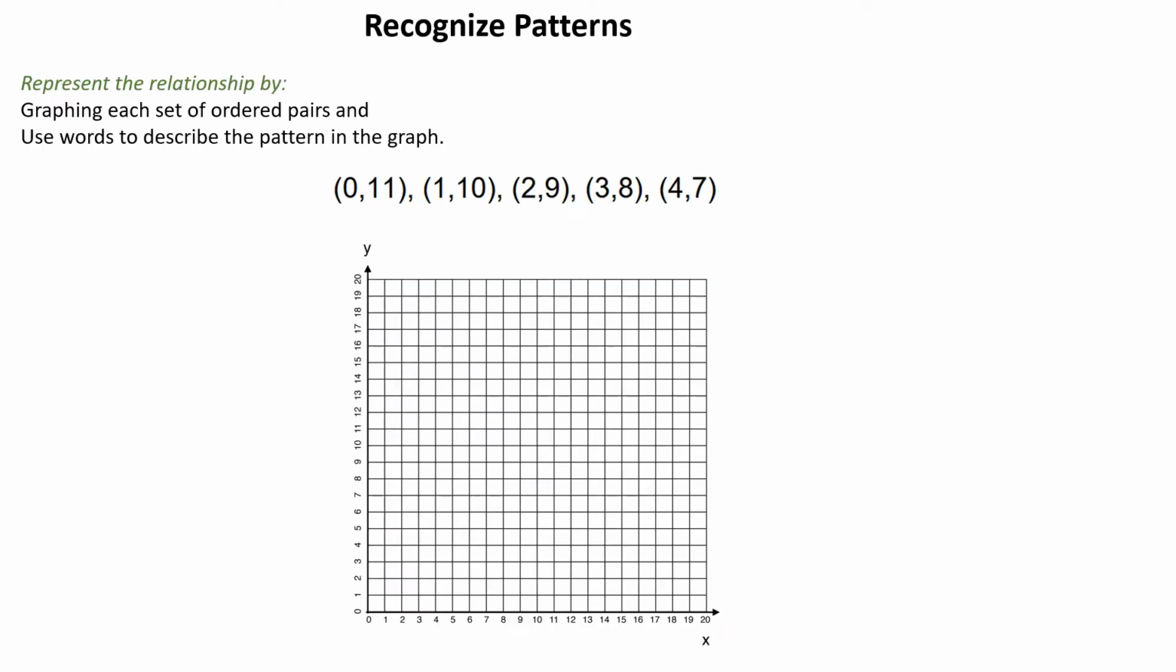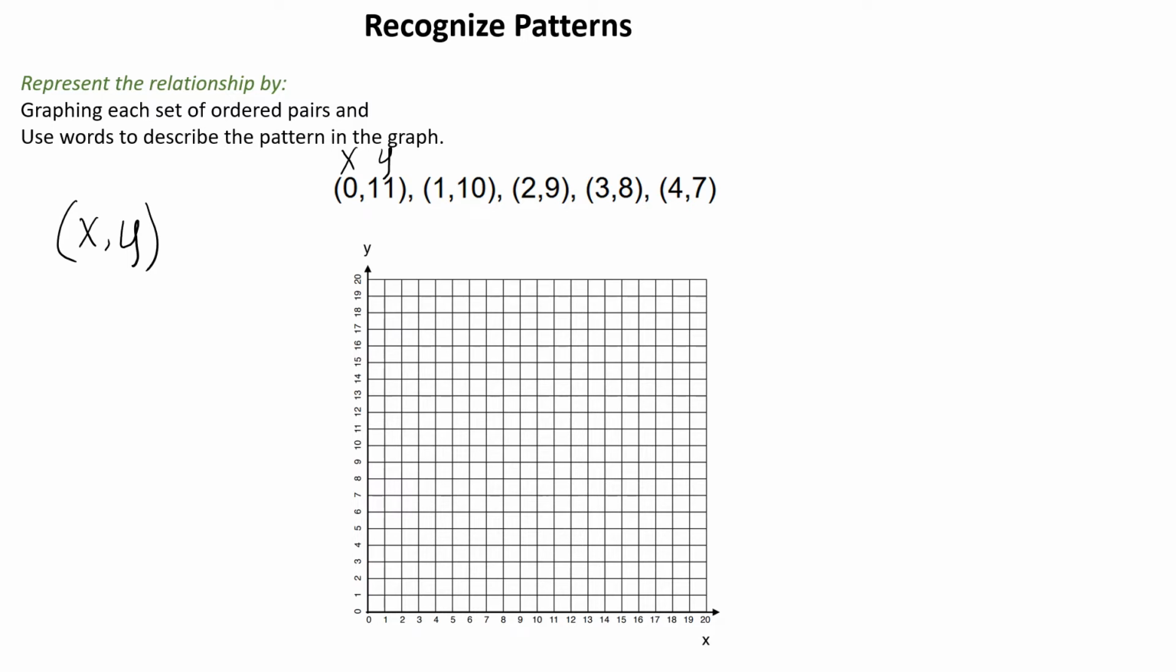All right, let's look at an example here of recognizing patterns. Here we're given ordered pairs. Then we need to graph each set of ordered pairs and then use words to describe the pattern in the graph. So just to remind everybody, when we have ordered pairs, it's always going to be x, comma, y, right? So each one of these, we have x and we have y, right?